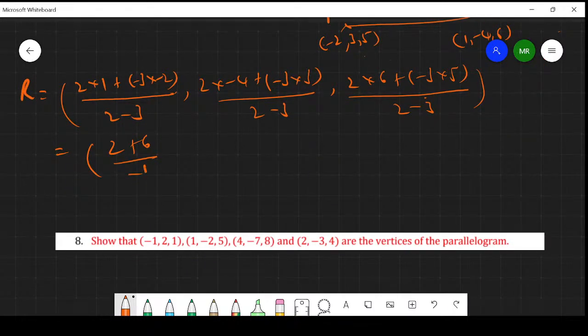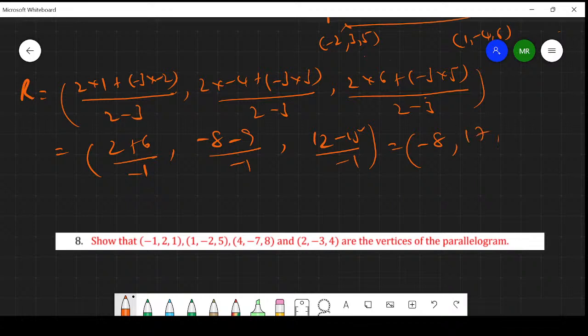This will be minus 1. And this is minus 8 and minus 9 by minus 1. This will be 12 and minus 15. 12 minus 15, right? 12 minus 15 by minus 1. Then the point will come minus 8. This is 17. And this will come 3.